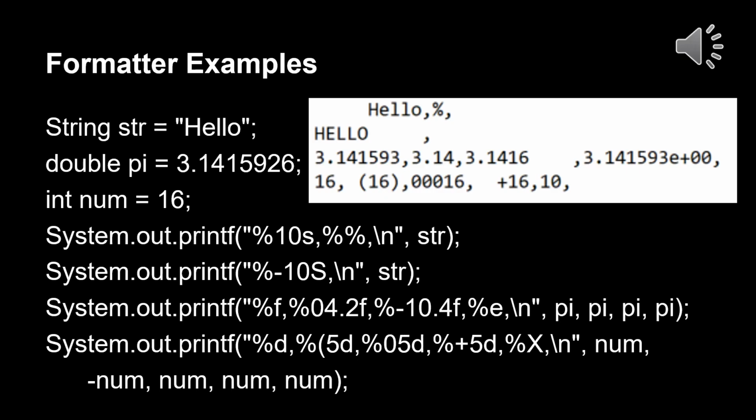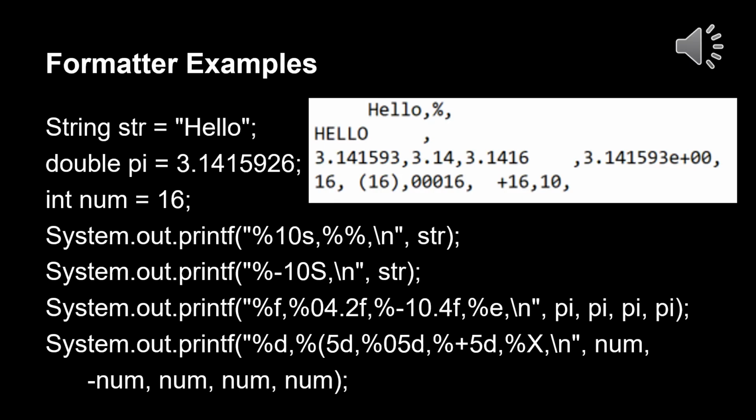Moving on to the second one. In this case, we've got %-10s. That means left justify the argument, in this case hello, in a field width of 10, and then capital S means capitalize it as well. And so we see in the second line of output, all capital HELLO, followed by a comma, followed by a newline.